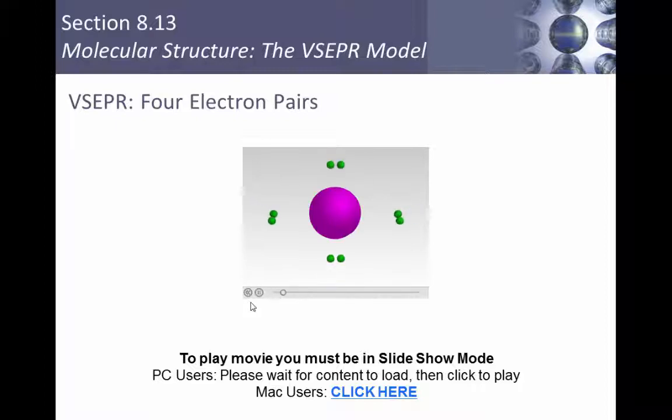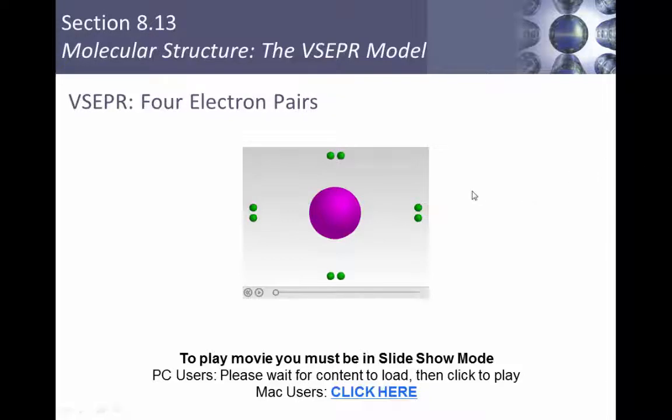4 electron pairs repel each other to the corners of a regular tetrahedron, 109.5 degrees apart. The tetrahedral arrangement of electron pairs gives the greatest distance possible between the electrons in 3-dimensional space. An example of a molecule with tetrahedral geometry is methane.